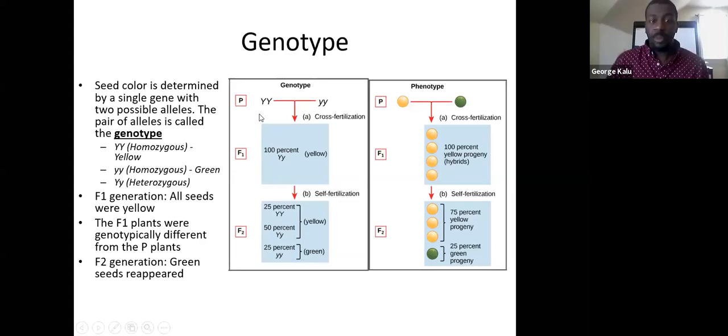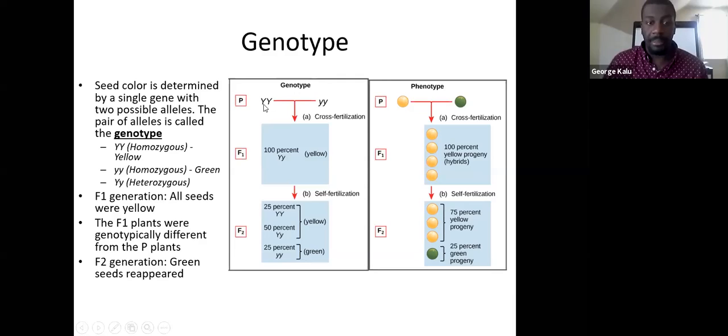So we're going to classify all of our genotypes based off of the types of alleles that they're inheriting. If we inherit two of the same types of alleles, they're going to be classified as homozygous. Homo meaning same, zygous meaning kind of DNA.